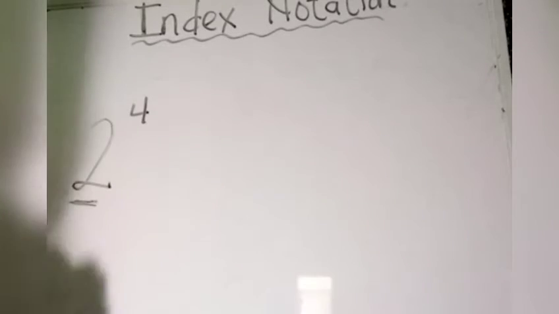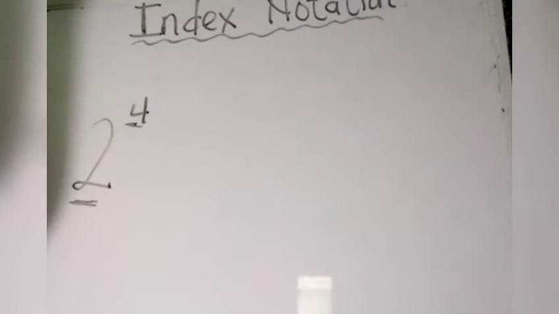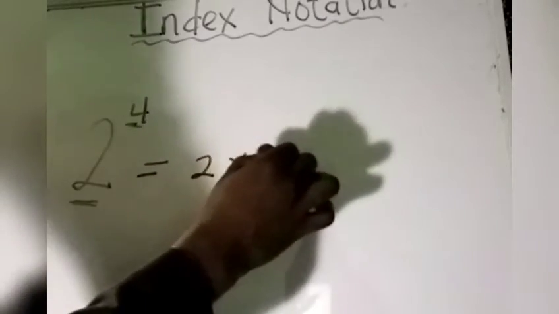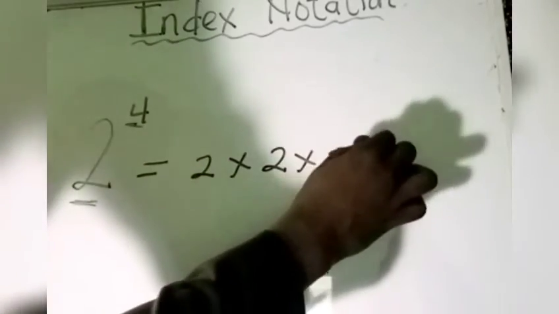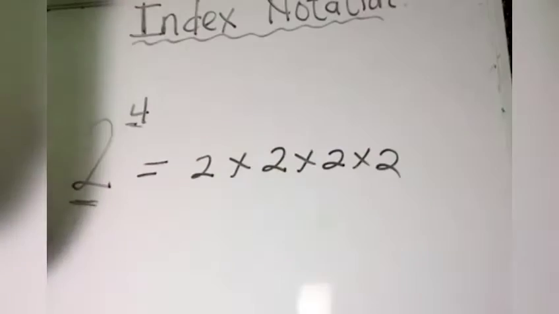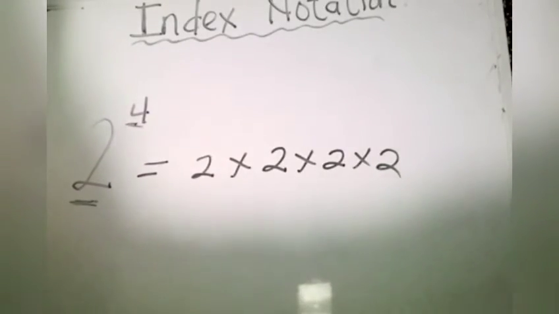Alright, so when we have 2 exponent 4, it means that this base, the 2, is multiplying itself 4 times. Are you getting it? So in the expanded form this can be 2 times 2 times 2 times 2. How many times? 1, 2, 3, 4 times. Do you get it? Alright, so let's take an example.